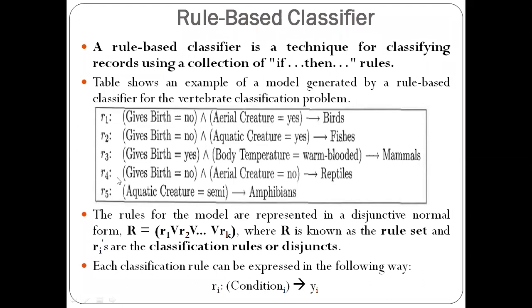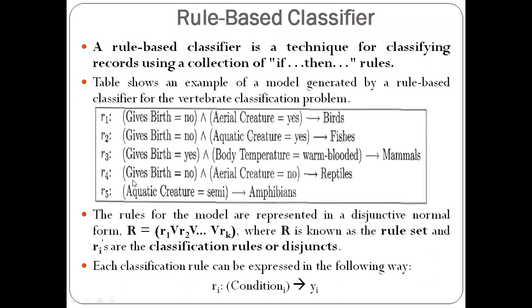It means that it is a disjunction of all these rules. That is a collection of rules here, that is called a rule set. So disjunction means that any one rule will be triggered here for classification. In general, if there are k rules, that rule set will be expressed as R equal to R1 disjunction R2 disjunction, and so on, Rk. Here R is a rule set, and these are the rules which we have formed.